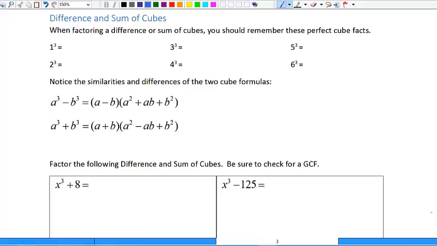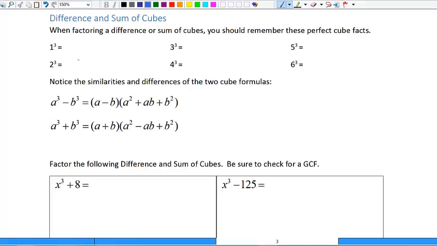The next method that we're talking about is the difference and sum of cubes, which is more binomials, which means they're going to have a formula. So when you're factoring difference or sum of cubes, we need to remember some of these perfect cube facts. There's a whole lot less than the perfect square facts because cubes get really big really quickly. So these are the ones that come up an awful lot.